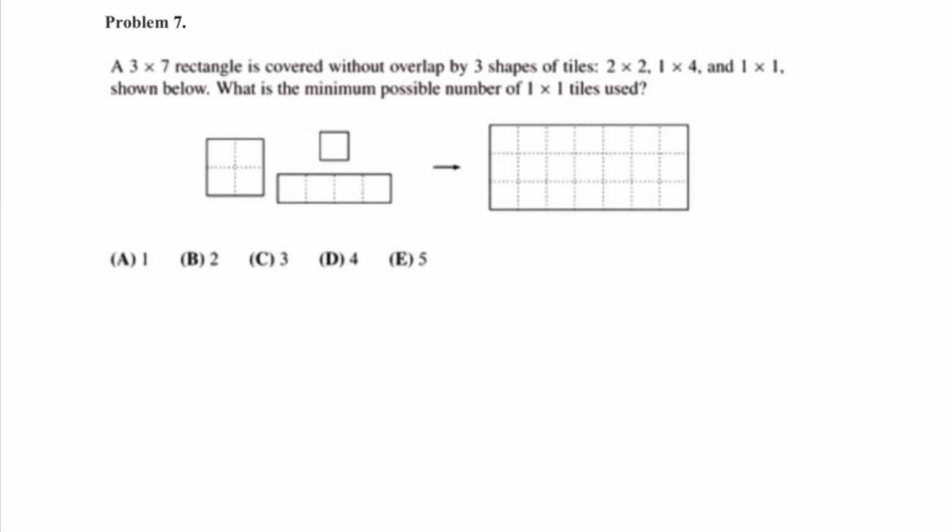A 3x7 rectangle is covered without overlap by 3 shades of tiles, 2x2, 1x4, and 1x1, shown below. What is the minimum possible number of 1x1 tiles used?